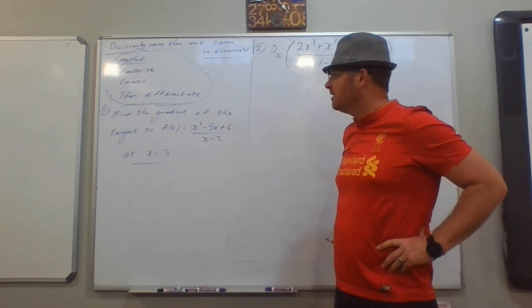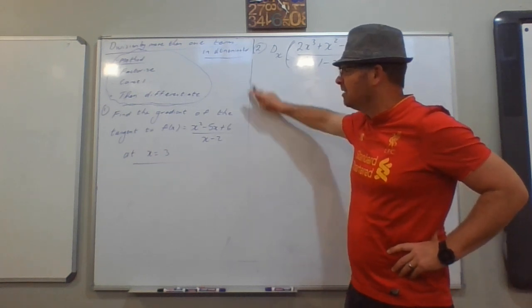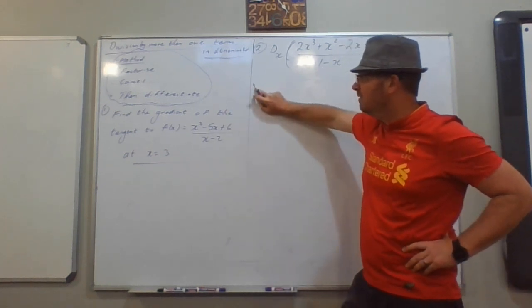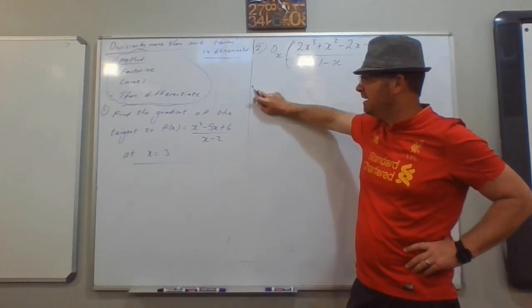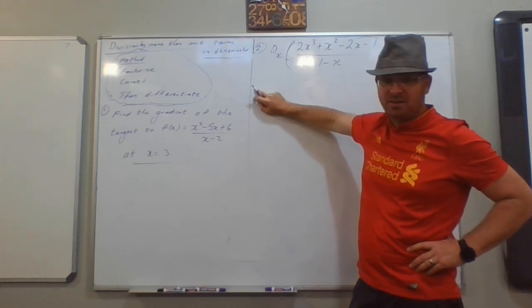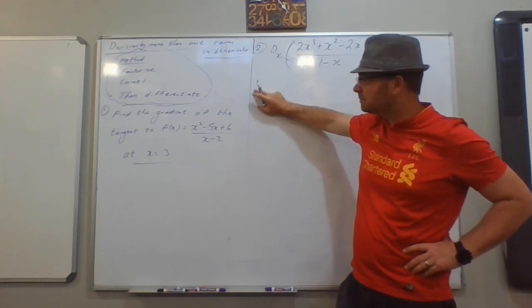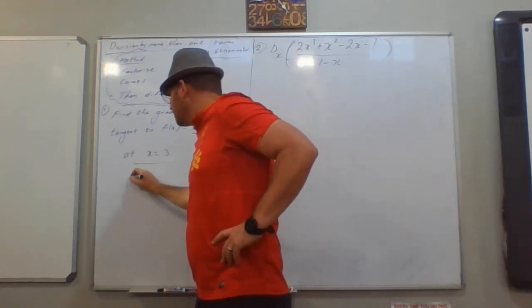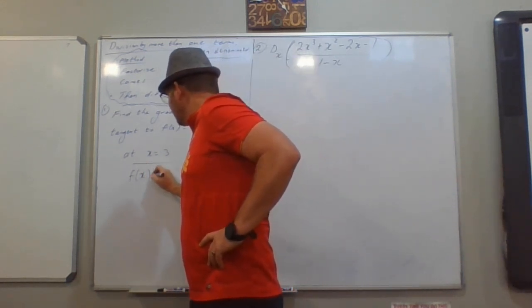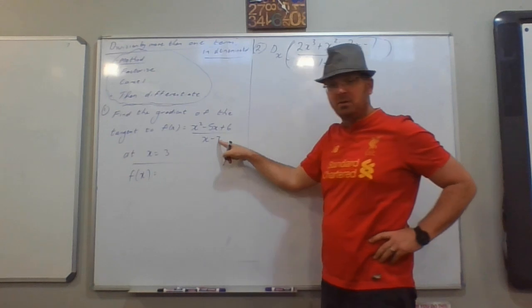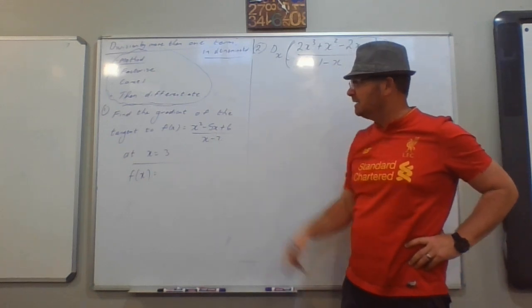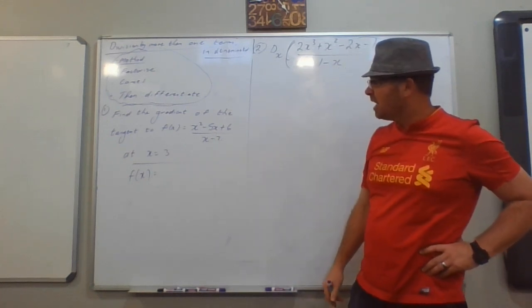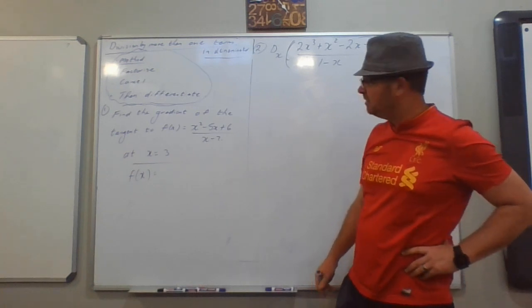So I want you to try this question using that logic. Try and apply it. Find the gradient of the tangent to f of x is equal to (x squared minus 5x plus 6) over (x minus 2) at x is equal to 3. So, give that a go. So, it's not differentiable as it stands. And we can't move that up because there's more than one term. We can't divide individually like we did last time. So our only option is really to try and factorize first.